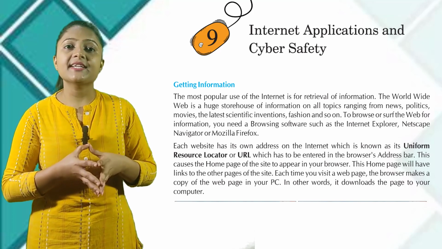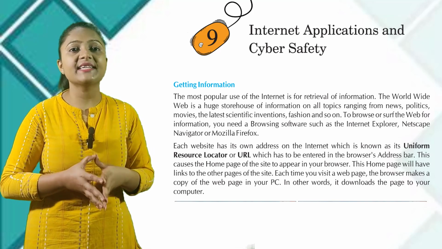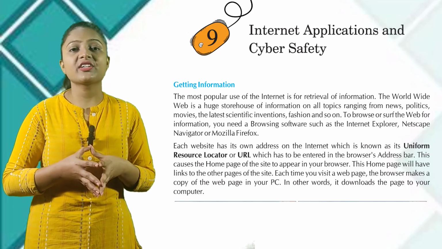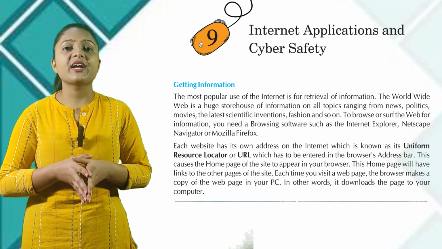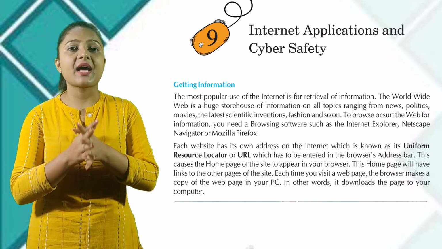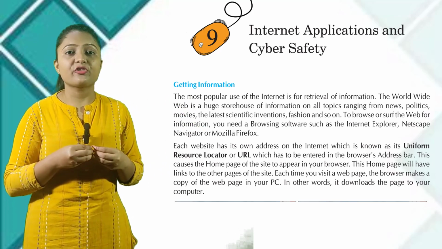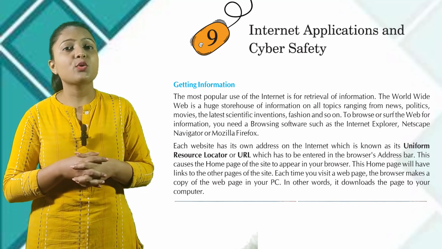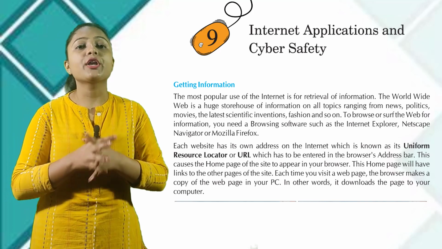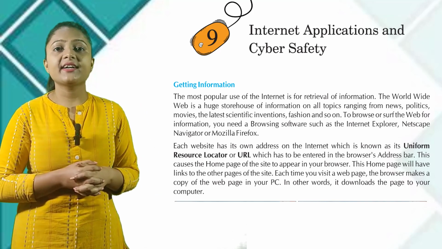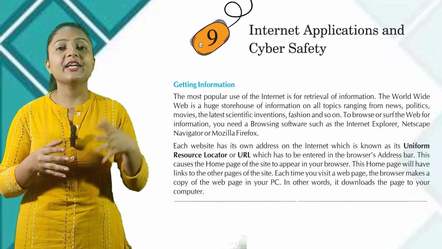The World Wide Web is a huge storehouse of information on all topics ranging from news, politics, movies, latest scientific inventions, fashion, and so on. To browse or surf the web for information, you need browsing software such as Internet Explorer, Netscape Navigator, or Mozilla Firefox. Each website has its own address on the internet, which is known as its Uniform Resource Locator or URL, which has to be entered in the browser's address bar. This causes the home page of the site to appear in your browser.